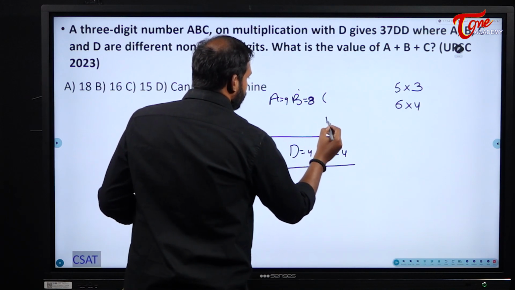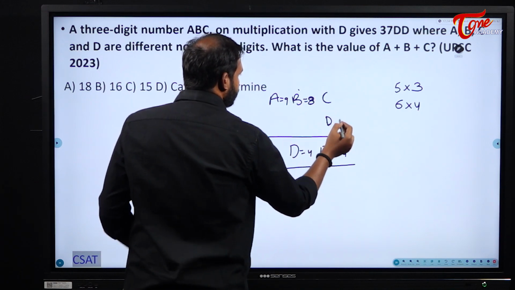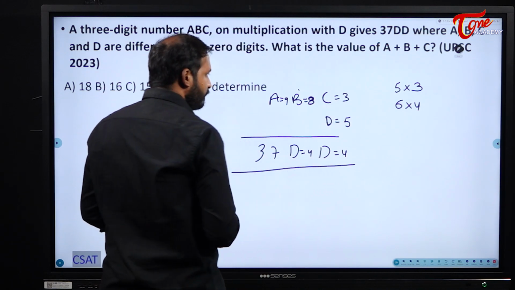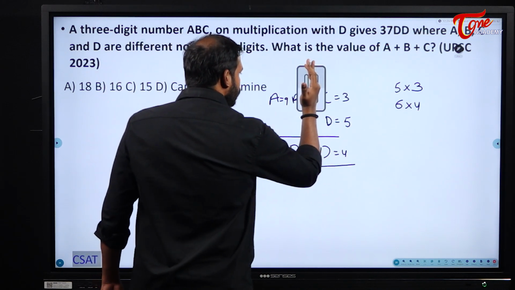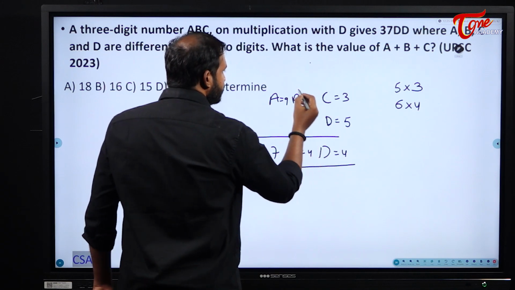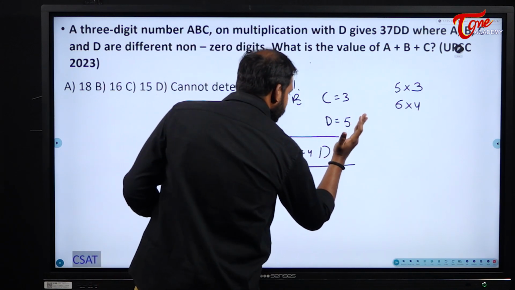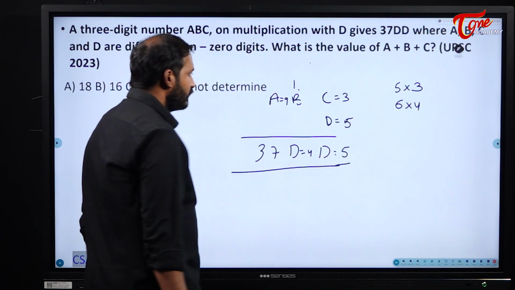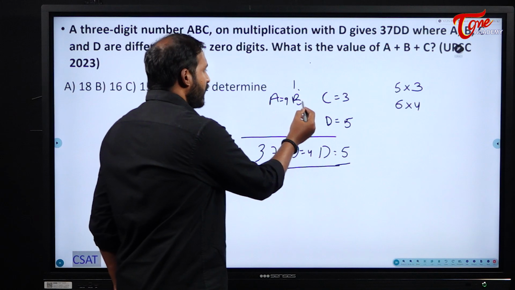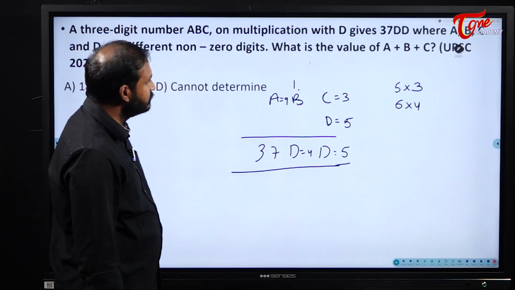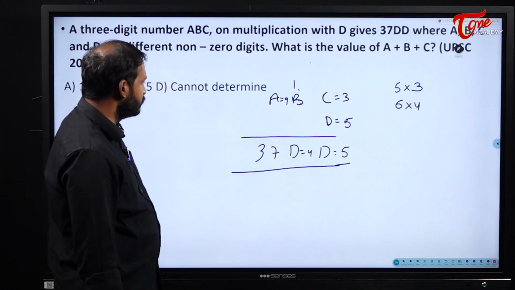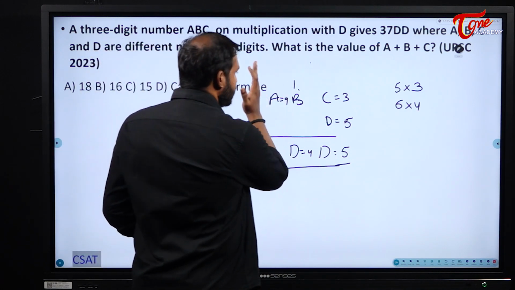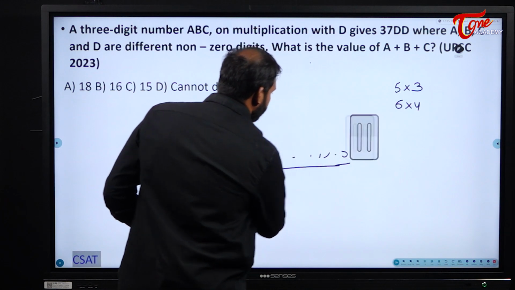Now let us take 5 and 3. That means D value is 5, C value is 3 for the time being. So what happens to that one? 5 3s are 15, 1 and 5. Now how can I get 4? Actually I cannot get 4, right? So no chance for that also. But I think that can be satisfied with 6 and 4 only, students.